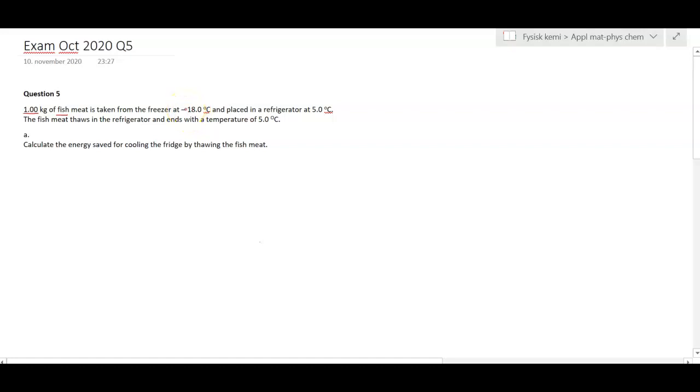So if we start to make a diagram just to sketch the situation. We make a diagram here with temperature and heat added. Then we start with minus 18. That's where we start. And from minus 18 we are heating up until the freezing point. So the temperature will rise.